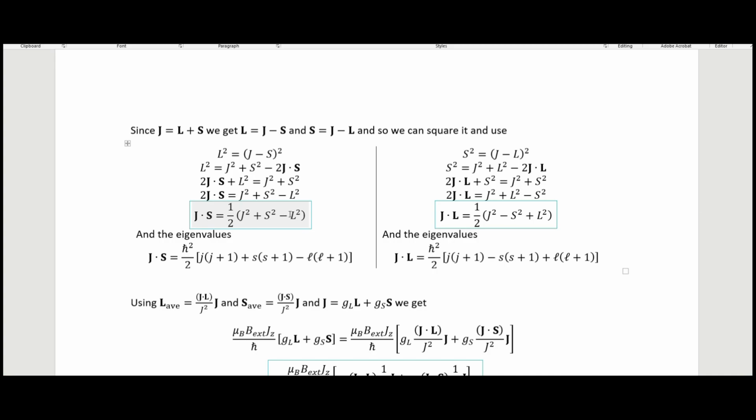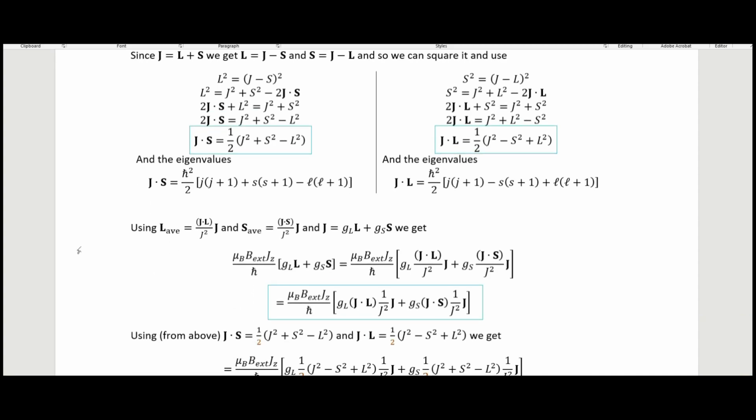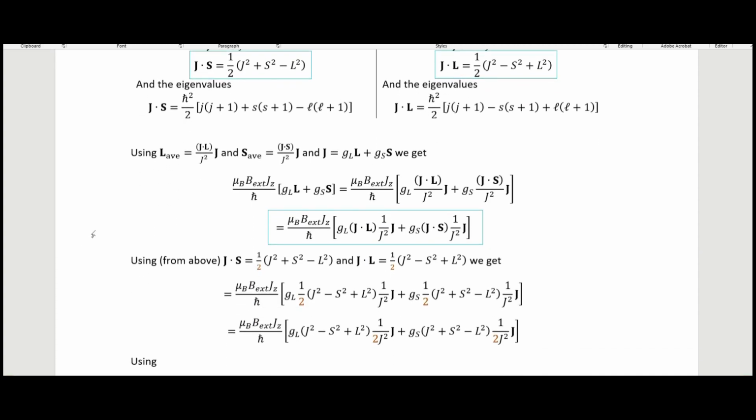So we have plus S squared minus L squared minus S squared plus L squared. So I do have a lot of the algebraic manipulations here, which I'm not going to go through in painful detail, but what we do have is the average here, which remember is our projection onto J, and then our projection onto J for S. And so our J equals this G sub L, L plus G sub S, S.